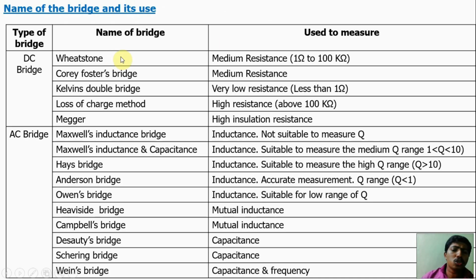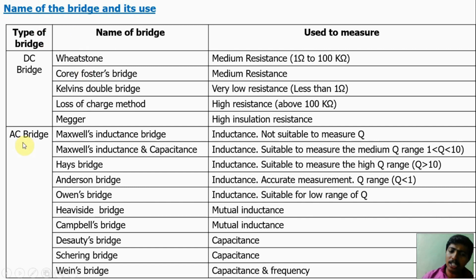Wheatstone bridge is used to measure medium resistance. Medium resistance means the range from 1 ohm to 100 kilo ohm. Foster bridge, medium resistance measurements. Kelvin's double bridge, very low resistance. Very low resistance means less than 1 ohm. Loss of charge method, high resistance, above 100 kilo ohms. Megger means insulation resistance, IR value measurements. These are the DC bridges.